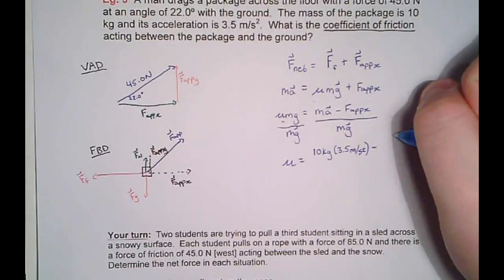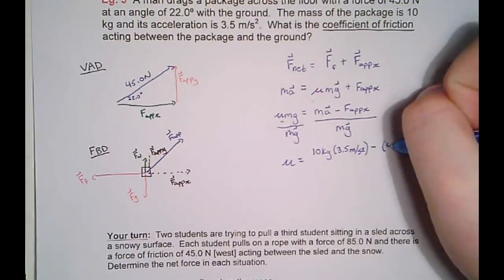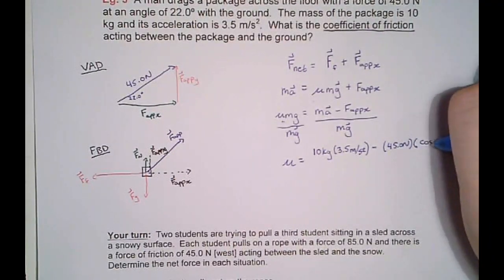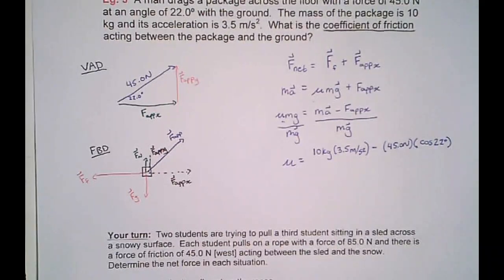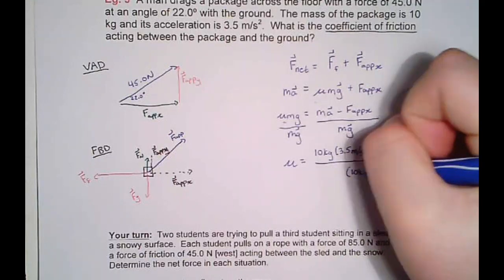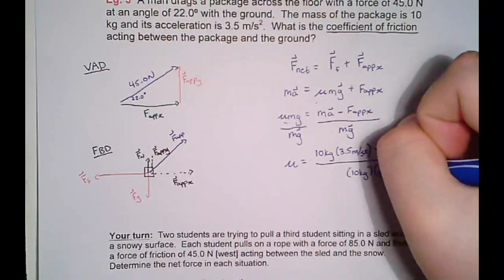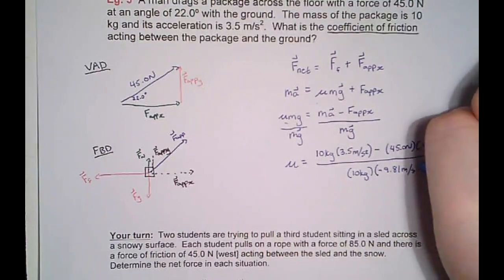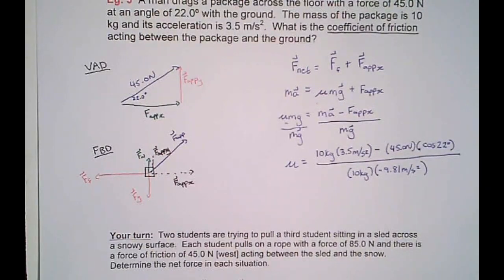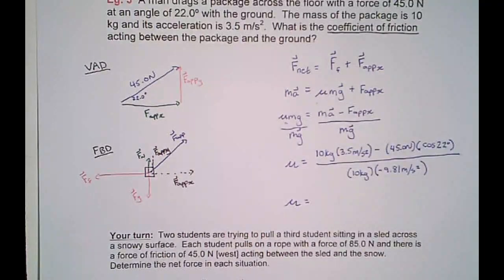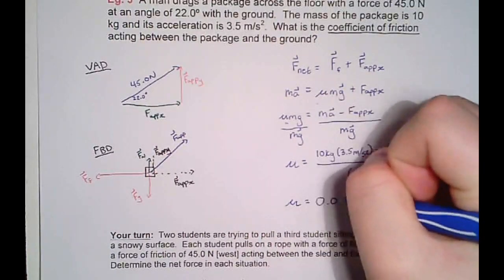our total magnitude of our applied force. So 45.0 newtons times the cosine of 22 degrees, divided by the mass, 10 kilograms, times the acceleration due to gravity, negative 9.81 meters per second squared. All right, when we solve this and figure out our answer, mu is equal to 0.069.